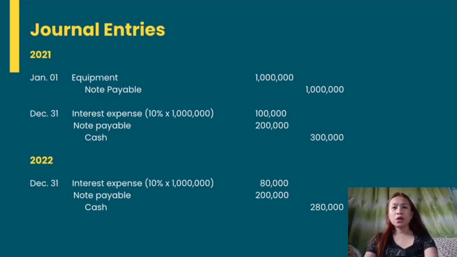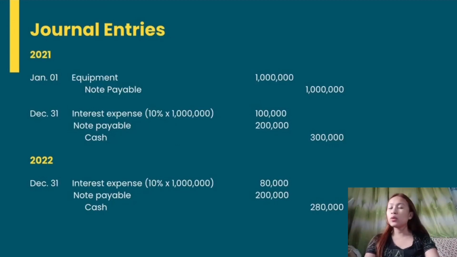For January 1, 2021, we debited equipment 1 million and credited note payable 1 million. On December 31, 2021, we debited interest expense 100,000 and note payable 200,000, and credited cash 300,000. In getting the 100,000 for the interest expense, we multiply the percent times 1 million.